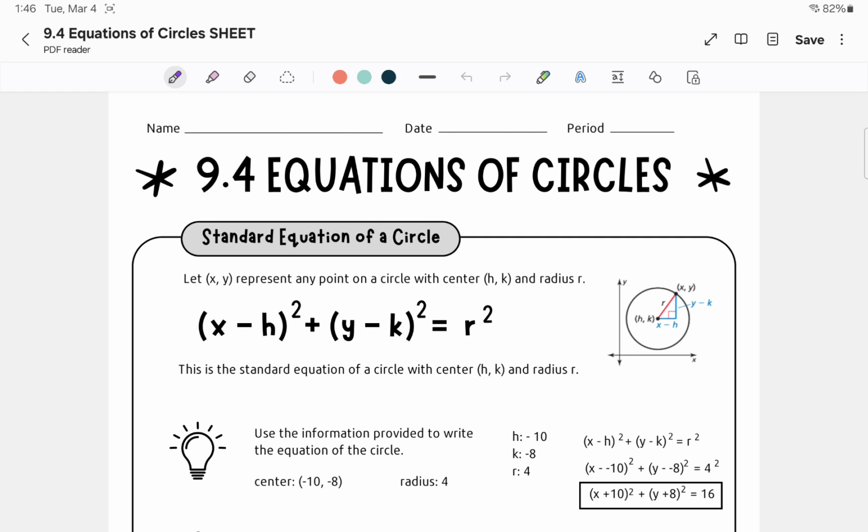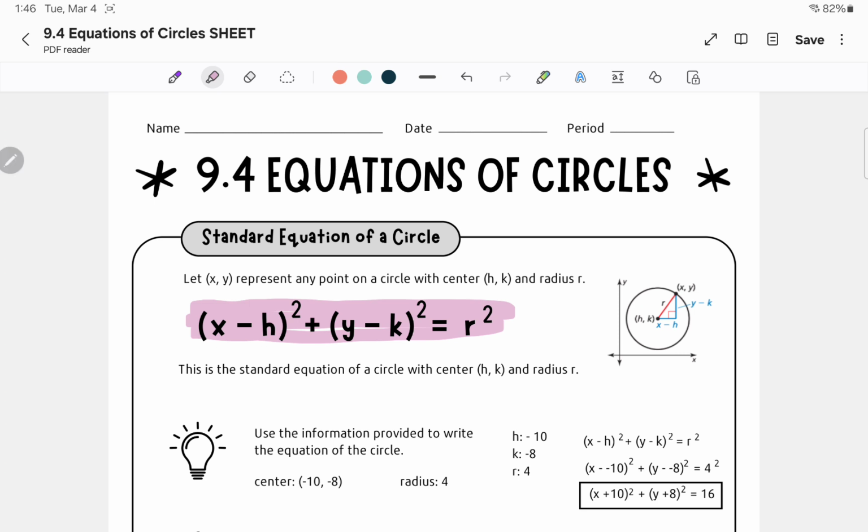So we have another lesson with formulas in it, and our formula for today is just what the standard equation of a circle is, which is this whole thing right here. So it's x minus h squared plus y minus k squared is equal to r squared. So x and y represent any point on the circle, so those are going to stay x and y.